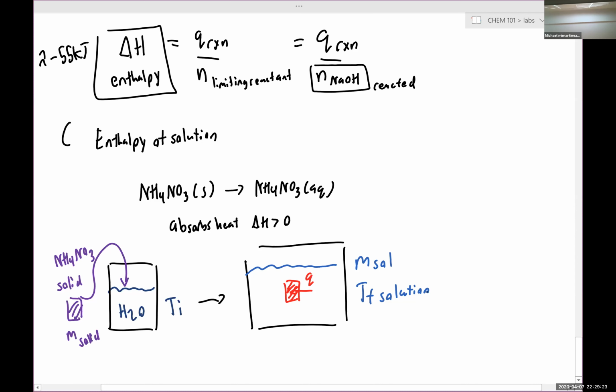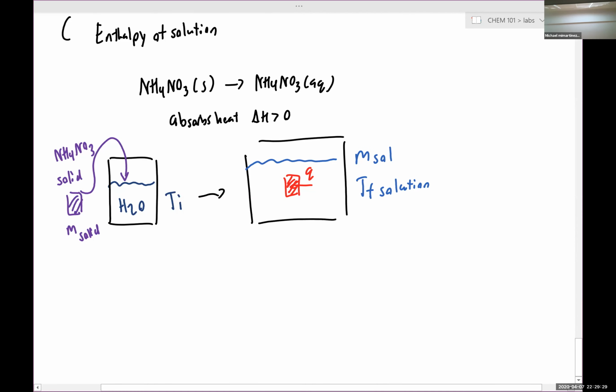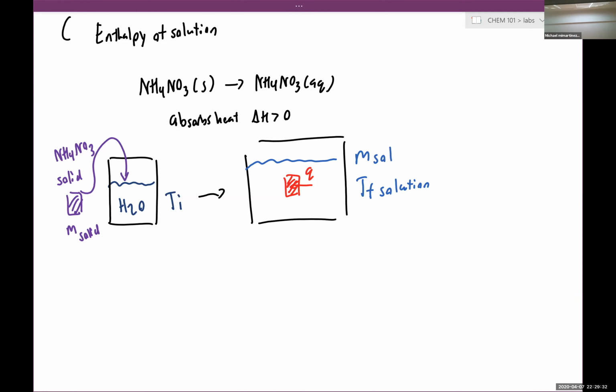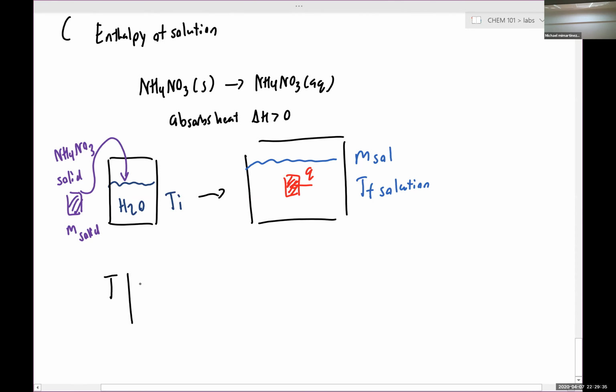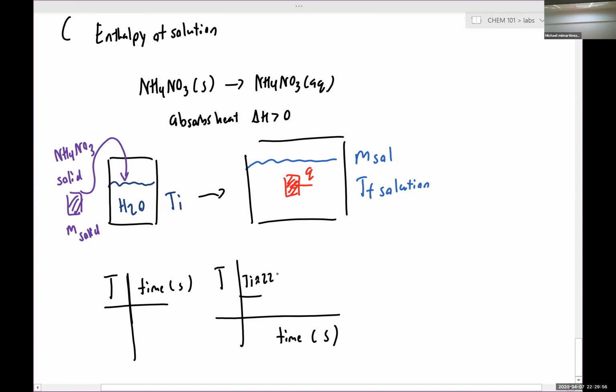Now, just like before, some heat is exchanged with the surroundings. So what we're going to do, just like before, is record the temperature as a function of time. And then we're going to use that data to make a plot of temperature versus time in seconds. Now, suppose initially our temperature, our T initial, is about 22 degrees Celsius.